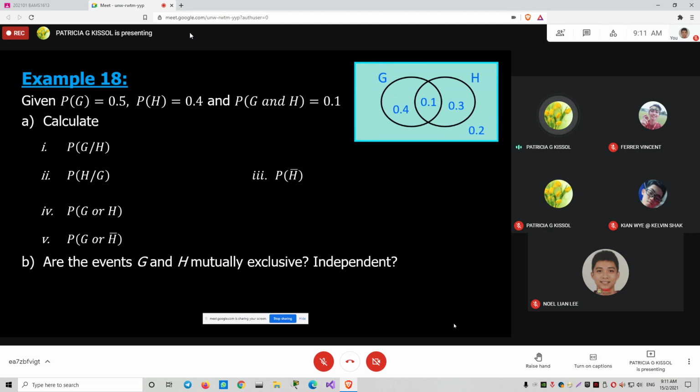So this is slide number 30, another example. Perhaps last week we ran out of time, because normally I wouldn't stop a session in the middle of examples, so that's why I stopped at this particular slide. So let's continue with example 18.